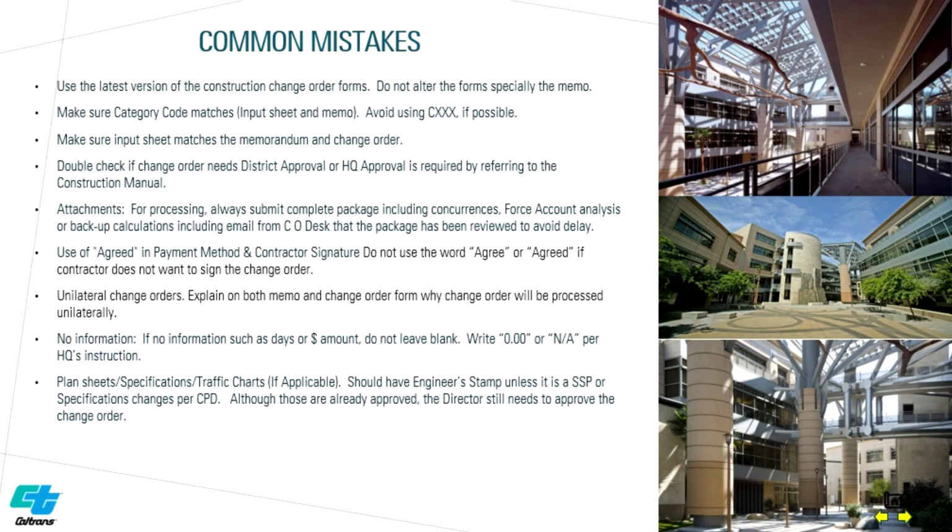Common mistakes. The following are common mistakes in writing a change order. Forms. Make sure to use the latest versions of the forms and do not alter the form. Category code. Make sure category code on input sheet match the memorandum. Avoid using CXXX if possible. This will help Division of Construction to audit correctly. Use the link provided in the Construction Manual for category codes.